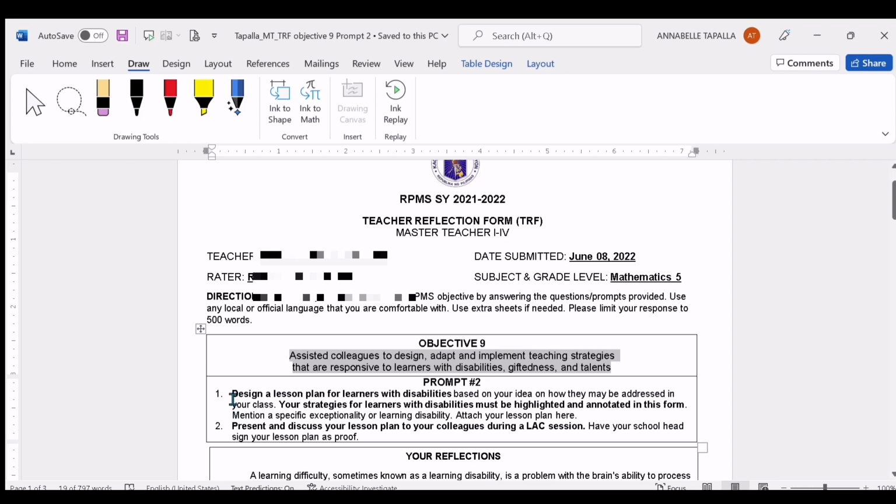Design a lesson plan for learners with disabilities based on your idea on how they may be addressed in your class. Your strategies for learners with disabilities must be highlighted and annotated in this form. Mention a specific exceptionality or learning disability, then attach your lesson plan here. Then number 2, present and discuss your lesson plan to your colleagues during a LAC session. Have your school head sign your lesson plan as proof.